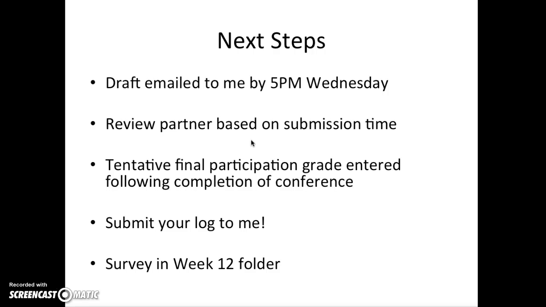Don't forget that the log indicating your clinical activity, what you've been doing in the classrooms around the data collection and analysis, needs to be submitted to me by Wednesday of next week. The form is on the back of the syllabus. Write it down, fill it out, send me a scan so I can send it on to the program.